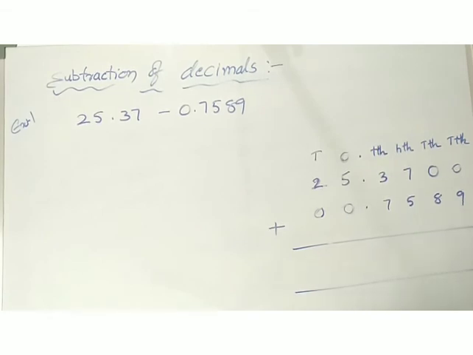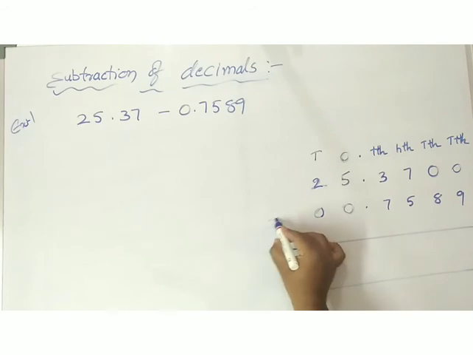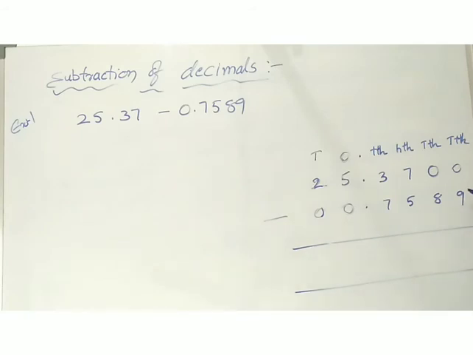Subtraction of decimals. Here I am taking one example, which is the previous one only: 25.37 minus 0.7589. I wrote what is there already. Here we want to subtract. You know the meaning of subtraction: you want to take out the smaller from the larger. See here, I filled all the empty places with zeros.